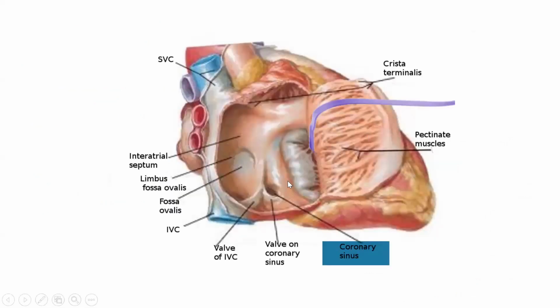Here you can see this is the right atrium. This is the opening of superior vena cava into the right atrium, and this is the opening of inferior vena cava into the right atrium. This is the fossa ovalis, and this is the tricuspid valve. And here is the opening of coronary sinus into the right atrium between the inferior vena cava opening and the tricuspid valve.